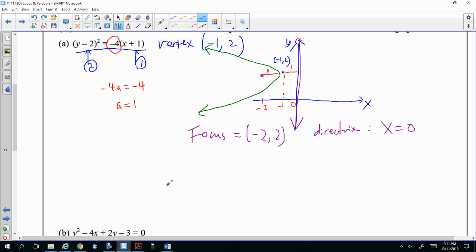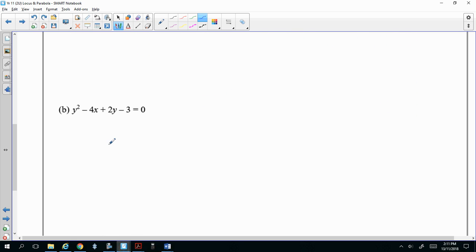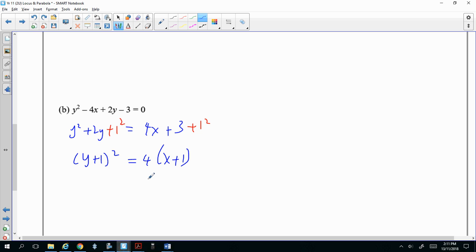All right, let's have a try. So let's do this. y squared plus 2y. Anything that doesn't have a y, move it to the right, like this. And just add 1 squared to both sides. You will get y plus 1 squared equals 4x plus 1. Like that. And then you're going to get the coordinate (-1, -1). That's your vertex.